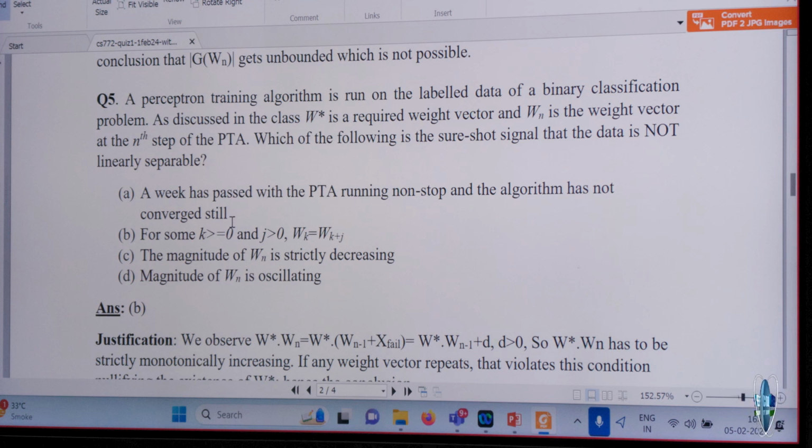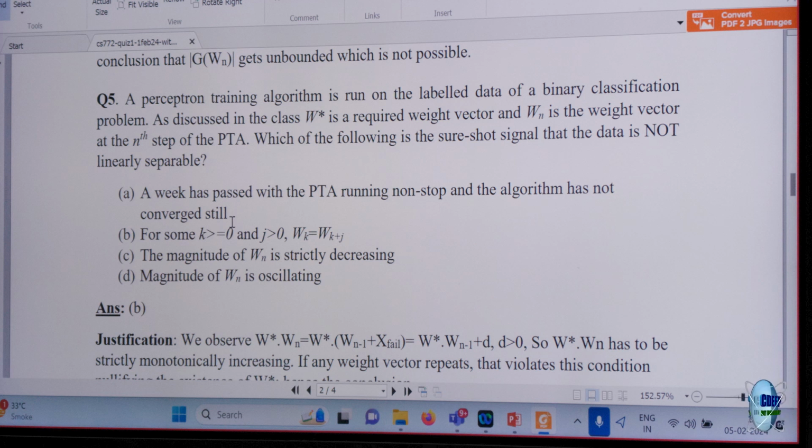Next one is also what we call an insight question. A perceptron training algorithm is run on the labeled data of a binary classification problem. As discussed in the class, W star is a required weight vector and Wn is the weight vector at the nth step of the perceptron training algorithm. Which of the following is the sure-shot signal that the data is not linearly separable?